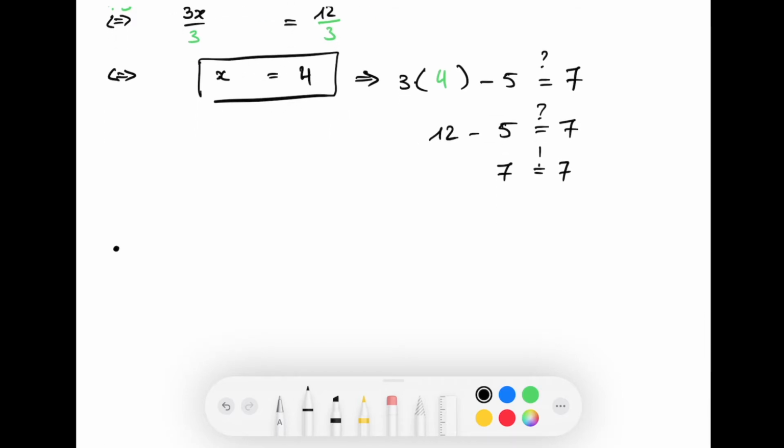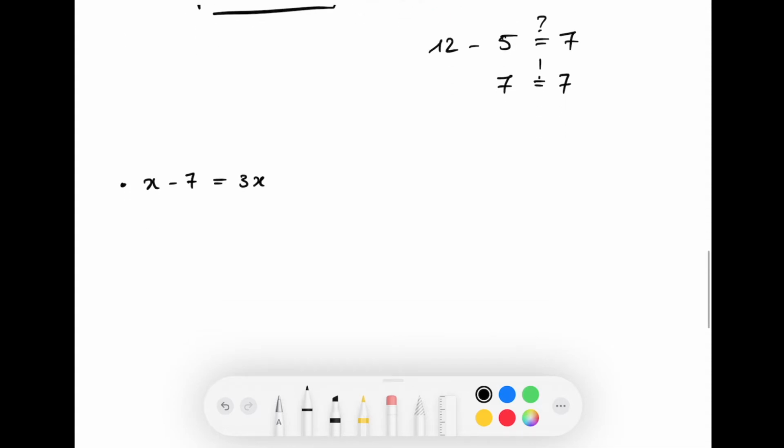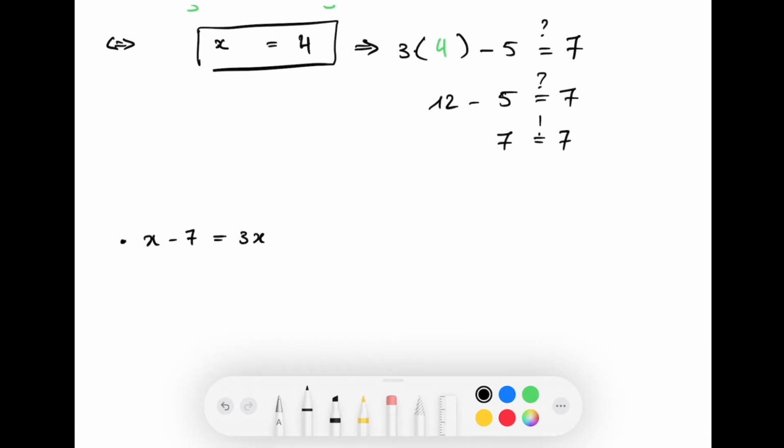So let's step it up a notch. We have x minus 7 is equal to 3x. Now, this equation looks a bit different than the previous ones because we have an x on the right-hand side of the equation and an x on the left-hand side of the equation. But this should not bother us because we just have to follow the systematic approach of having all of the x's on the left-hand side of the equation and all of the numbers on the right-hand side of the equation.